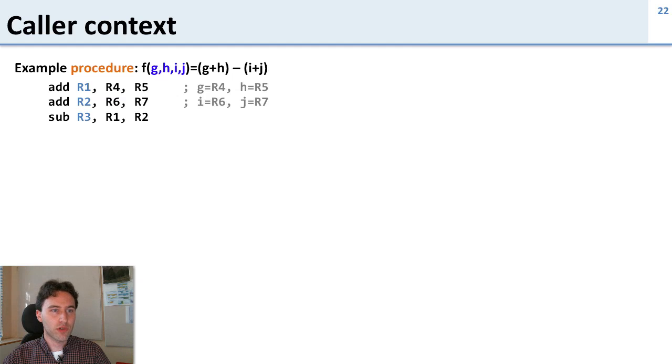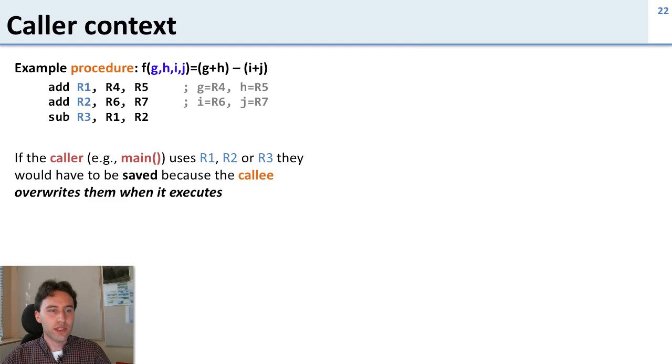So here's an example procedure. We've got a function of g, h, i, and j, which is going to do the same thing we've been looking at before. It's going to do g plus h minus i plus j, and here's the code for executing it. What we have here is a caller, like main, and if that caller is using R1, R2, or R3, they need to be saved. And the reason they need to be saved is because the callee overwrites them.